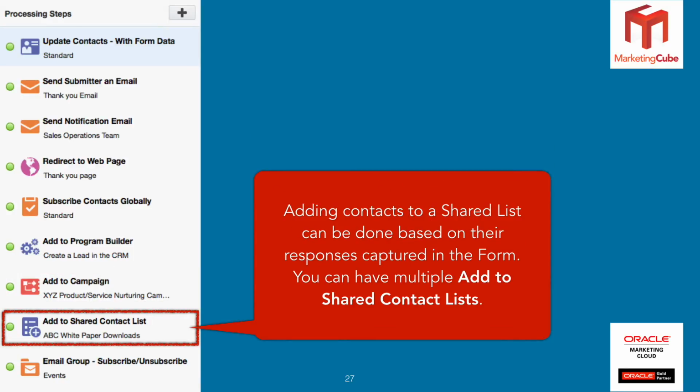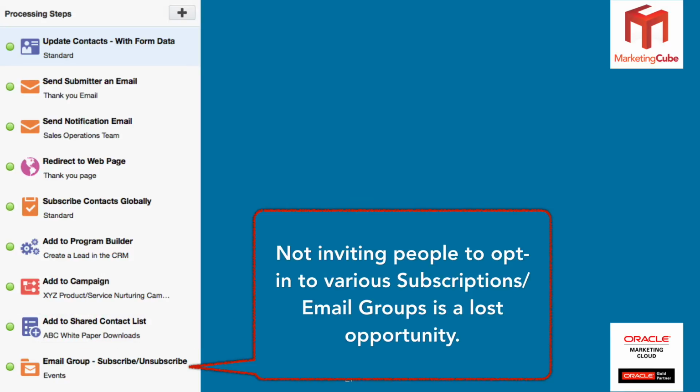Then shared contact lists. You may have various shared contact lists. You may want to group everybody that downloads whatever you're offering here into a single shared list that you can later use to include or exclude people from future campaigns to make sure that they don't get it again, sort of exercise.